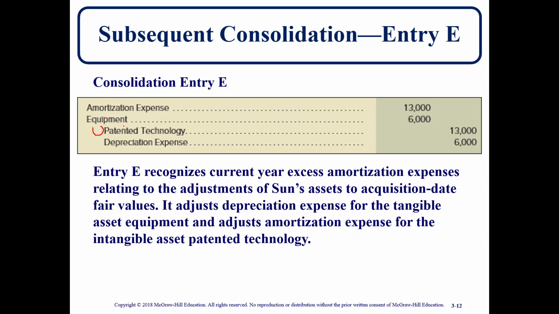And then we have to deal with the equipment, which was overstated, right? So equipment, we are debiting because initially on our entry A, we credited equipment. So again, we have to chip away that difference. In order to do that, we are going to debit the equipment and then credit depreciation expense, okay? So just pay attention to whether it's over or understated, and how we treated it in consolidation entry A, because that's going to come into play when we come up with consolidation entry E.